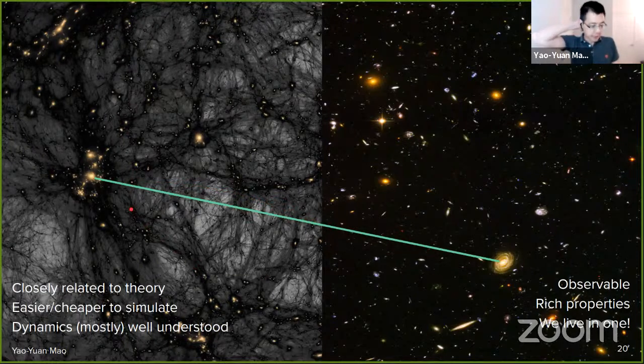Dark matter is actually a very simple thing. It only interacts gravitationally, and it's closely related to all the theory I just showed you earlier. So it's very easy to simulate, because we know gravity very well through Newton's law, and its motion is mostly well understood. Galaxies, on the other hand, are very rich in their properties. You can see all these different kinds of galaxies. They have different colors, different structures, and different amounts of mass in them. And we also live in one galaxy, right? The Milky Way galaxy ourselves.